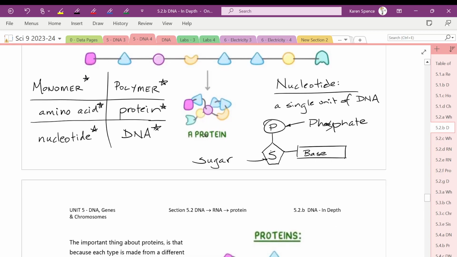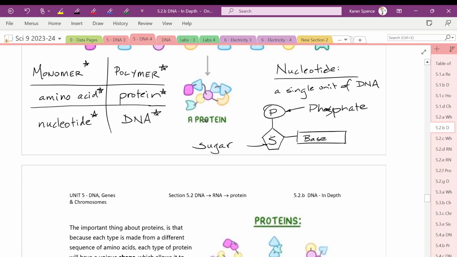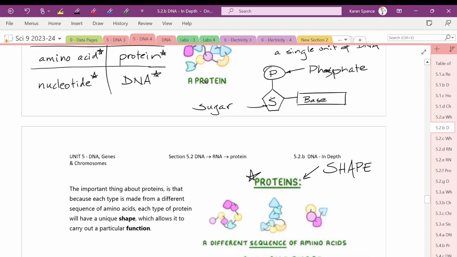All right. Now, the important thing about proteins, do you guys remember what's super important about proteins? It is their shape. So when I say you need to know the word proteins, does that mean you just are like, protein, it's a thing? Or do you know that an important thing about proteins is their shape? Why is their shape important?